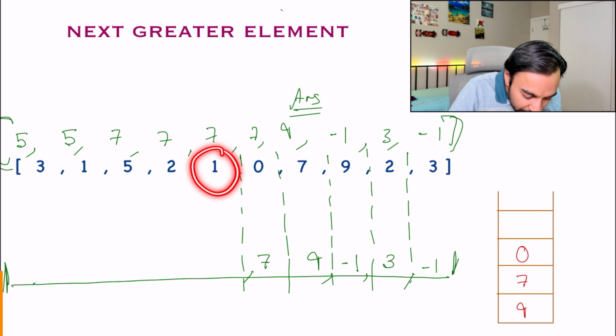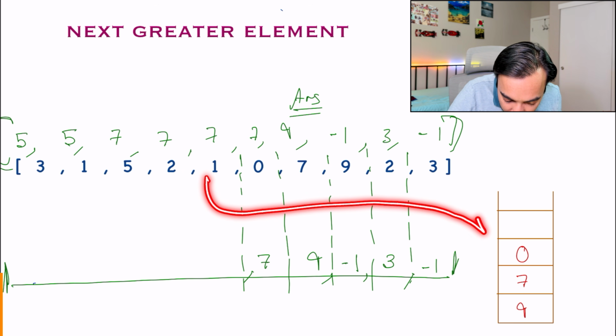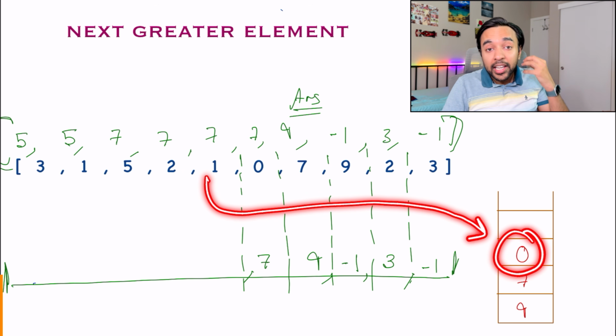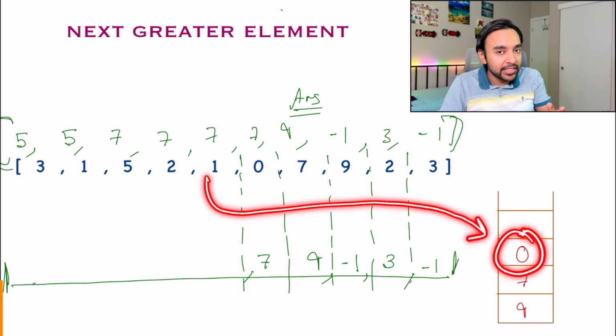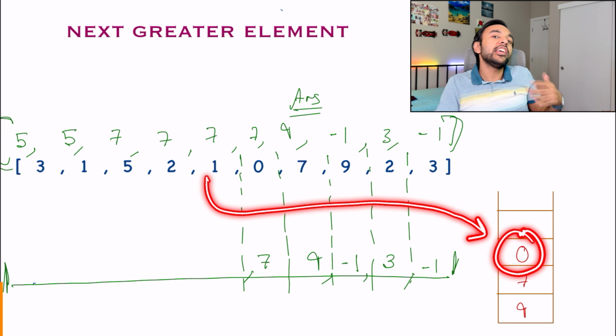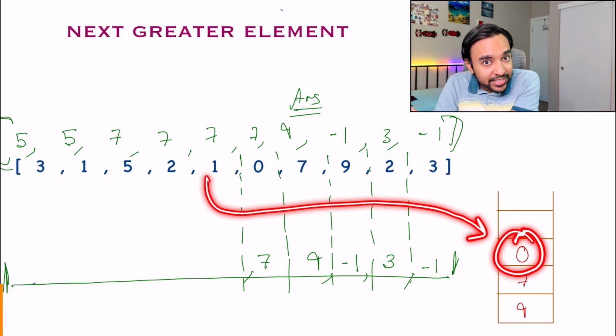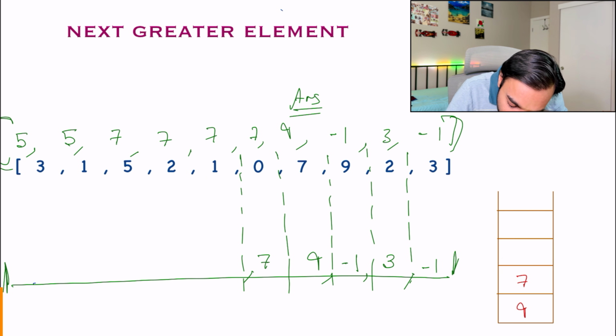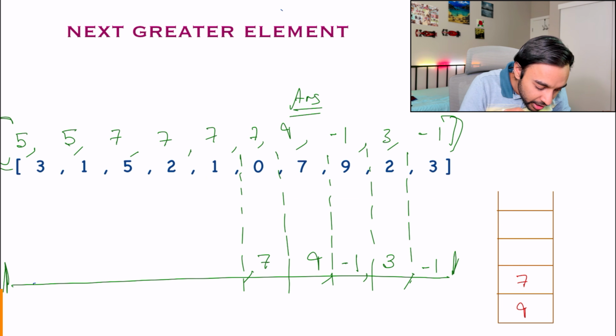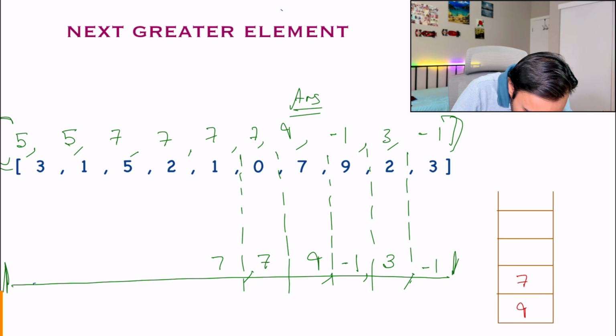Look at the next element. It is 1. Check your stack. Do you find a greater element than 1? No. So what did we do? Our stack has all the elements in an increasing order. So I know that if I pop elements, I may find the next greater element over here. So I will remove this 0. Do I find the next greater element? Yes. So I will write down a 7 over here.